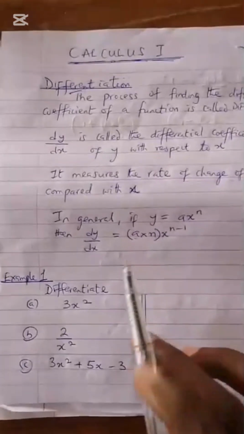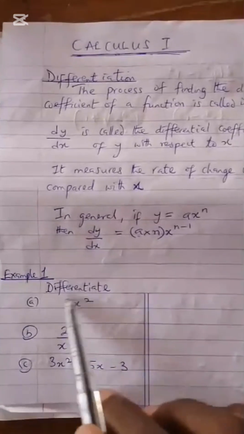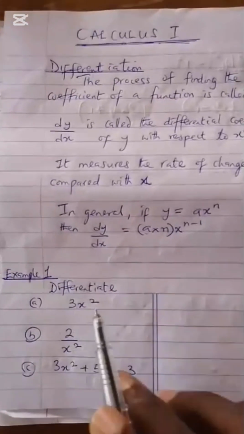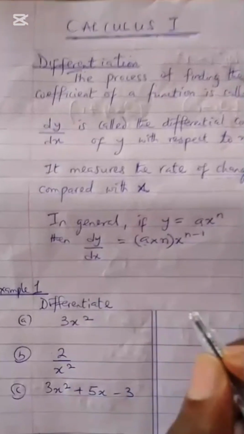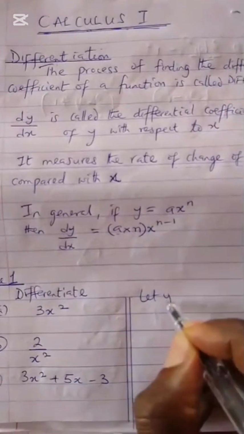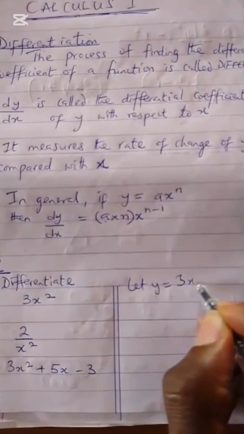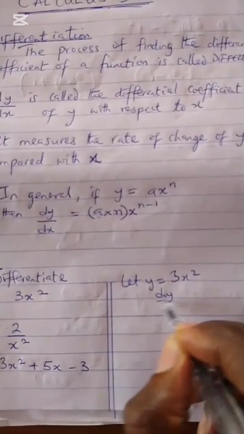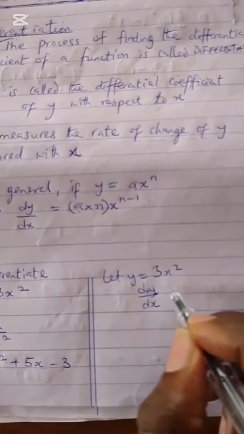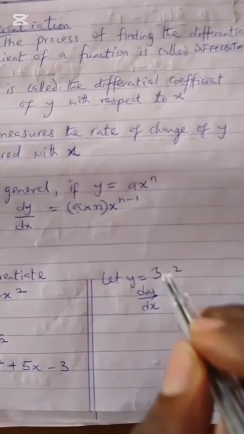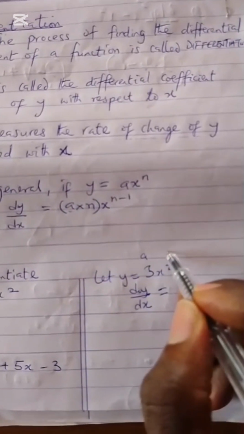Okay, so let's look at some examples. The question says differentiate this. All right, so I can say, okay, let y equals 3x squared. So then dy dx, or the differentiation of y with respect to x will become, remember this is our coefficient, this is our a, and then this is our power n.